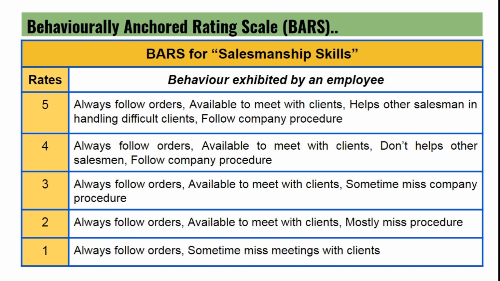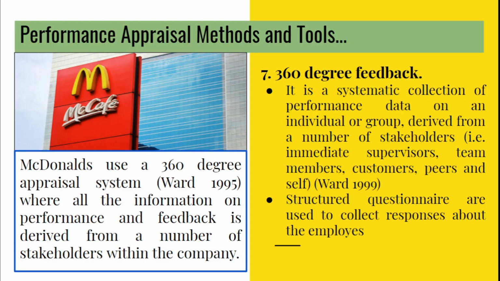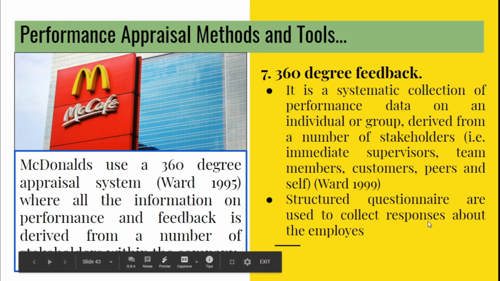Then we have our last tool for discussion here in the lecture, that is the 360-degree feedback method or tool. It is a systematic collection of performance data on an individual or group derived from a number of stakeholders, that is immediate supervisors, team members, customers, peers, and self. You see, the self is also considered under the 360-degree feedback method. Structured questionnaires are used to collect responses from the employee. Let's understand how we carry out 360-degree feedback.